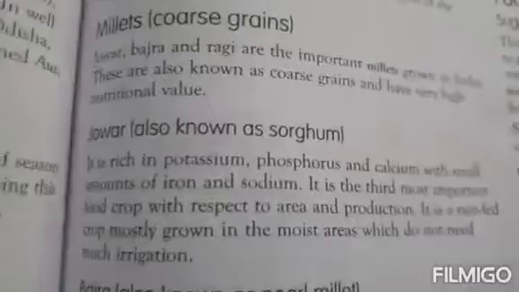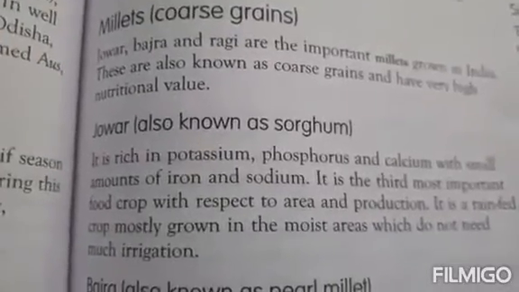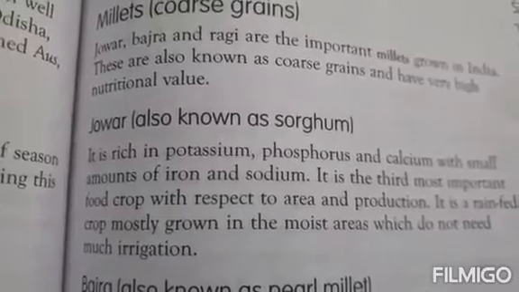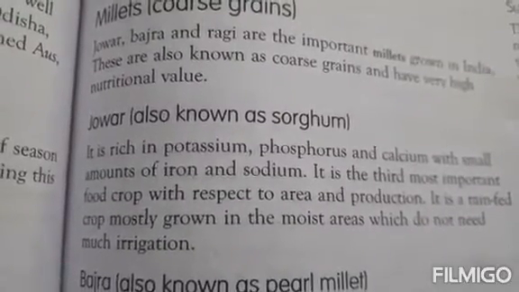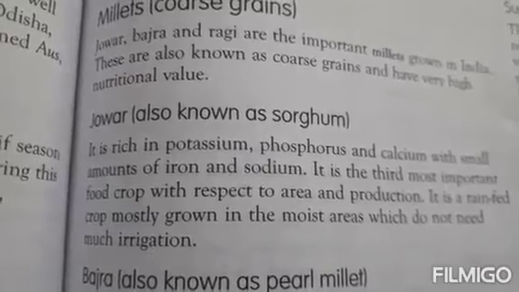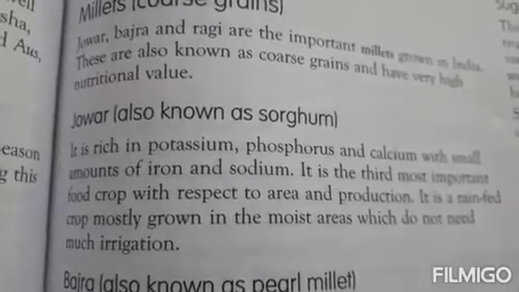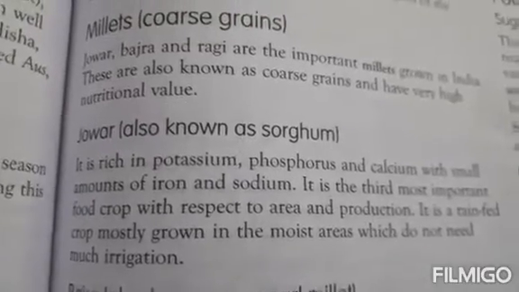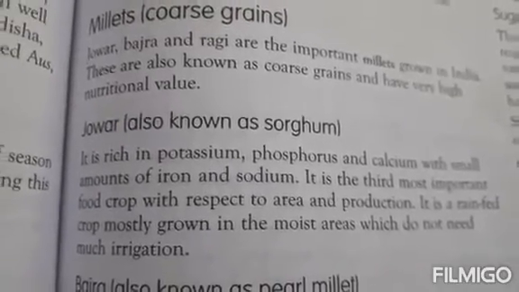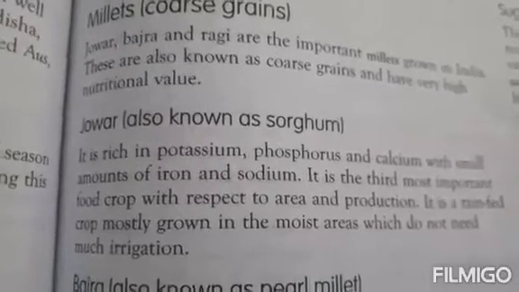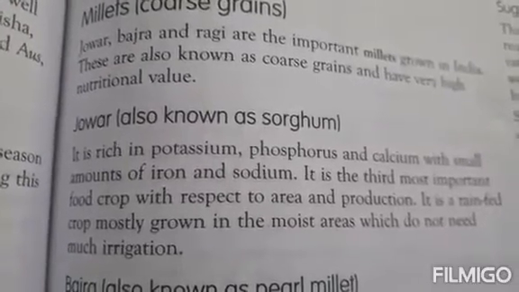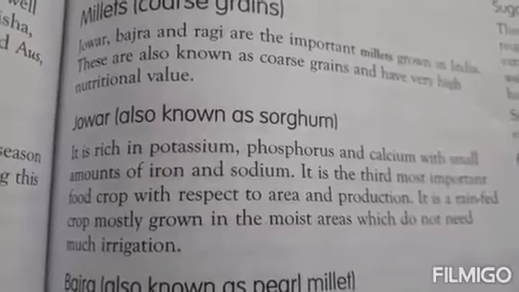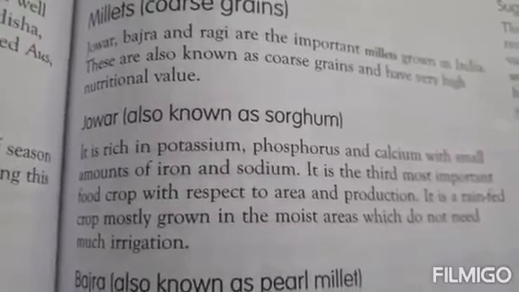Next we have millets. Millets are very high in nutritional value, rich in calcium and iron. They grow in dry regions. Examples: ragi, jowar, bajra are all millets.